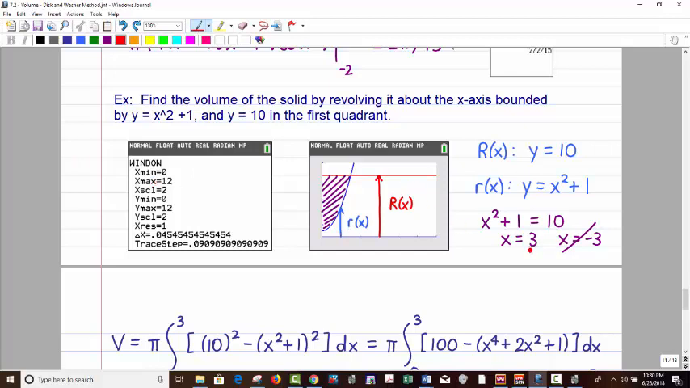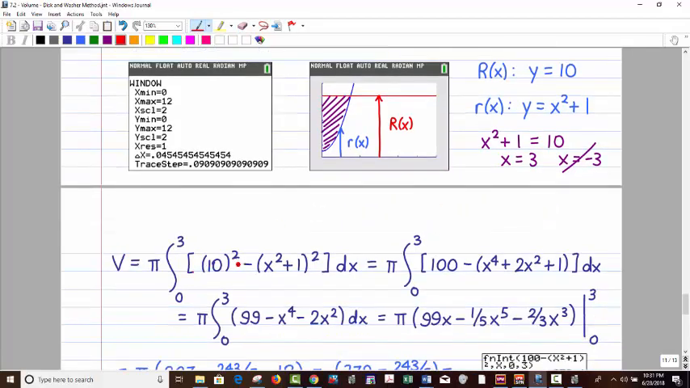But mathematically, because it's hitting between two numbers, but since they go by twos, 3 is between 2 and 4. But super easy if you set them equal to each other, x squared. We don't care about the negative 3. So x is obviously 3 right there. So it's going from 0 to 3. Okay. Now, the outer is the line, 10 squared, minus the inner, x squared plus 1 squared dx.